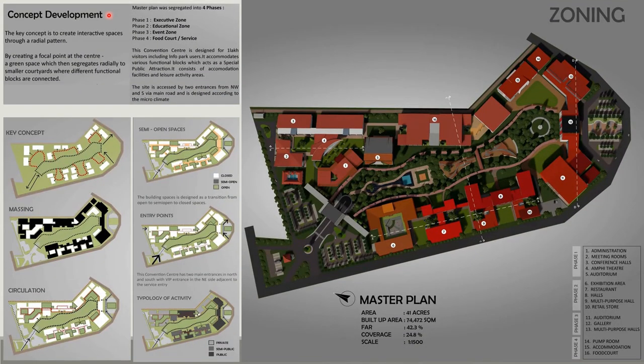Concept development. The key concept is to create interactive spaces through a radial pattern. By creating a focal point at the center, a green space which then segregates radially to smaller courtyards where different functional blocks are connected. The building spaces is designed as a transition from semi-open to open to closed spaces.